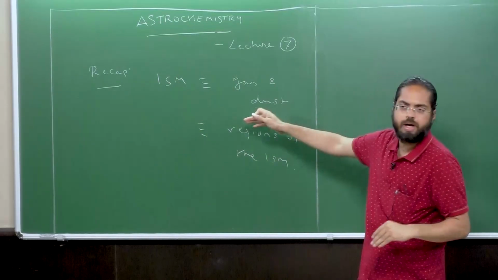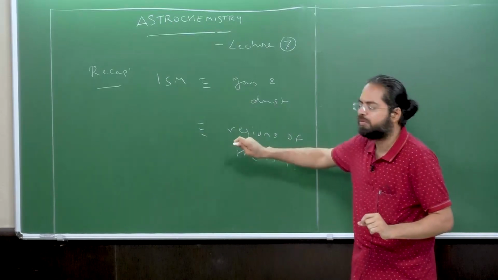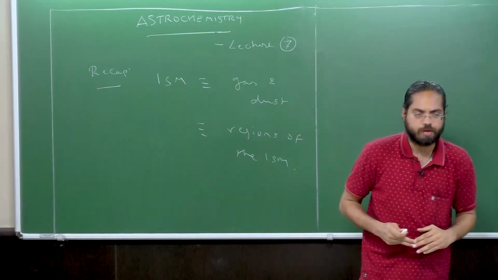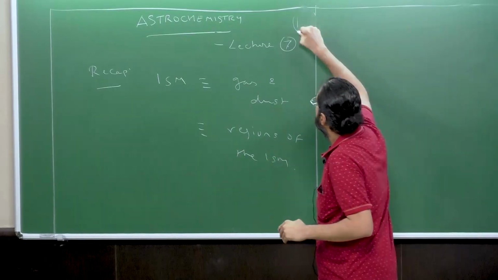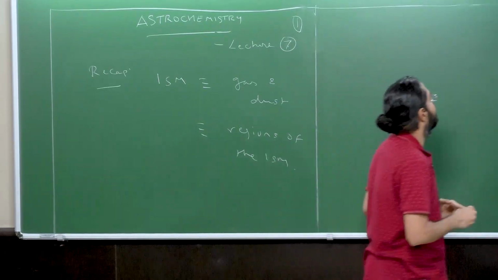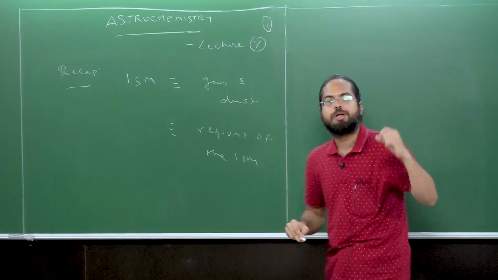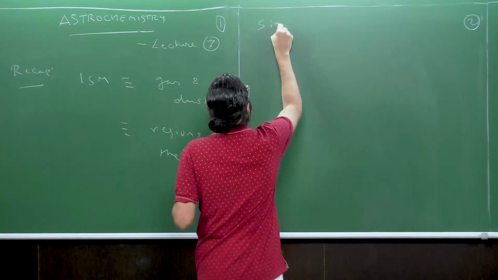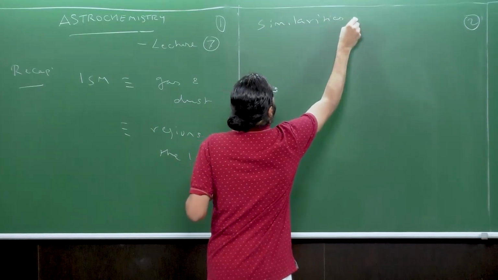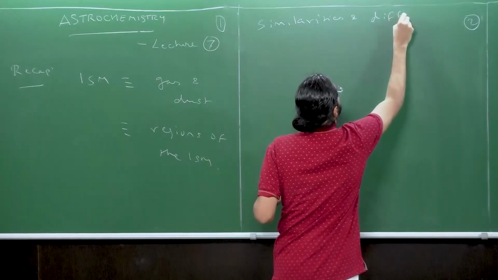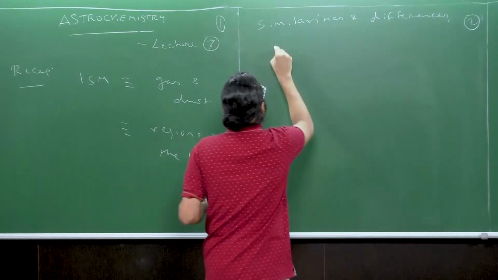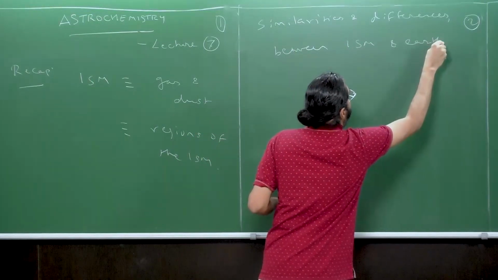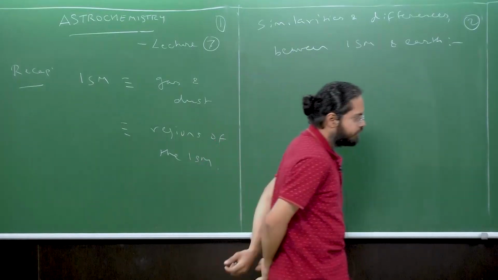Okay, so I gave you a qualitative description of the various regions of the ISM using the illustration of the regions of ISM found in our Milky Way galaxy. All right. On that note, we shall continue further in this lecture, and today we shall be looking into this very interesting idea of the various similarities and differences between the ISM and Earth.